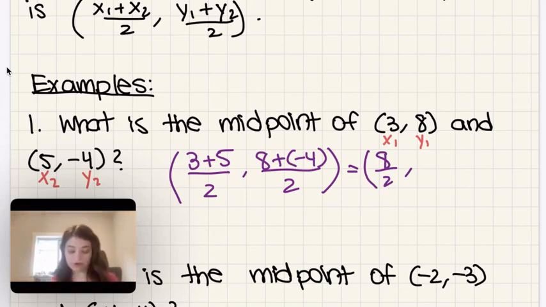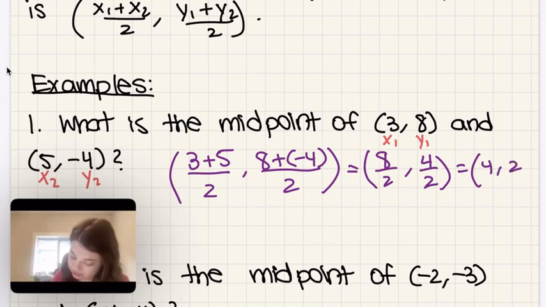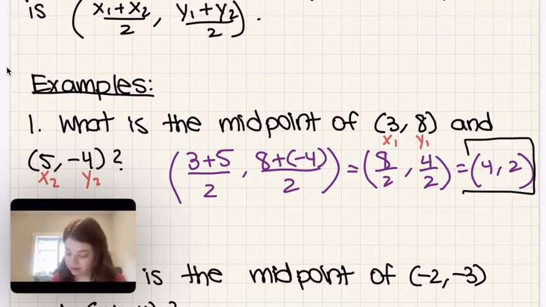Recall that when we have 8 plus negative 4, the plus negative really just means subtract 4. So 8 subtract 4 is 4, so we're going to get 4 over 2. Now 8 divided by 2 is 4, and 4 divided by 2 is 2. So therefore, 4, 2 is the midpoint. And so this is our final answer for what is the midpoint. It's 4 comma 2.